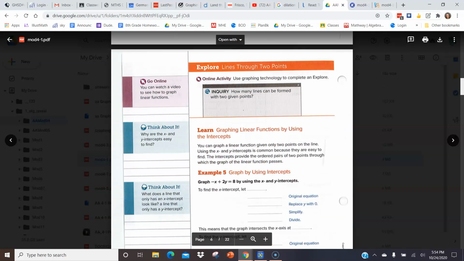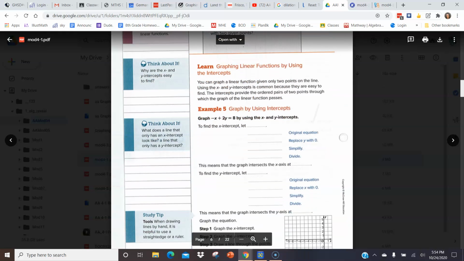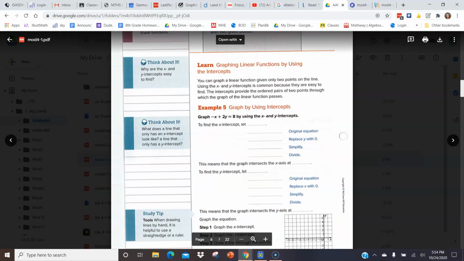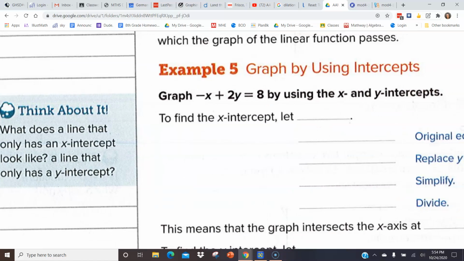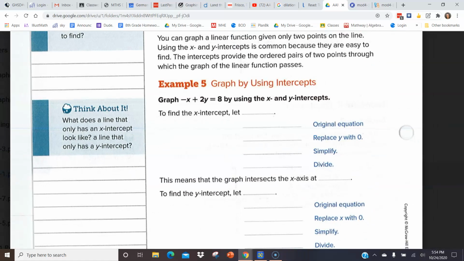So you just choose appropriate domains, and you go ahead and figure out what your range is. Then we graph using intercepts, which is one of my favorite ways of doing it. If you have something in standard form, which is ax plus by equals c, it's sometimes easier to graph using intercepts.